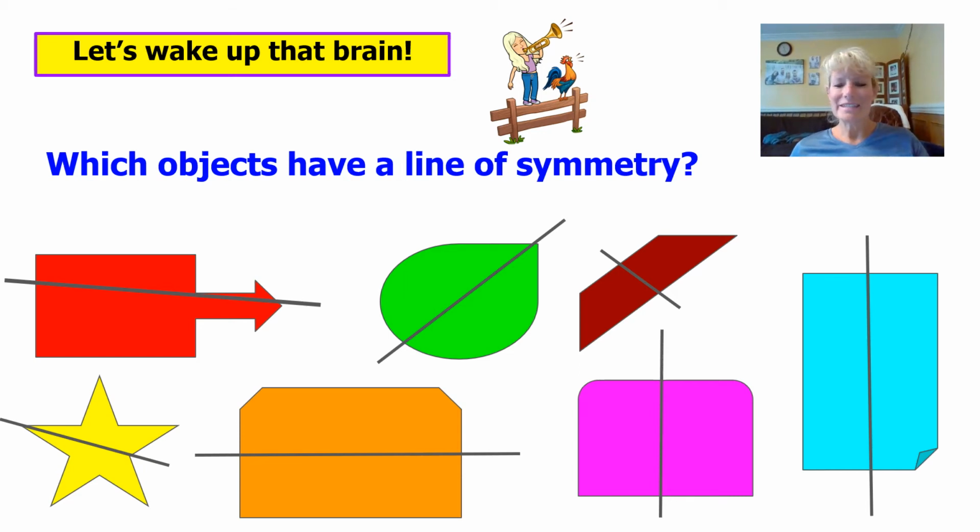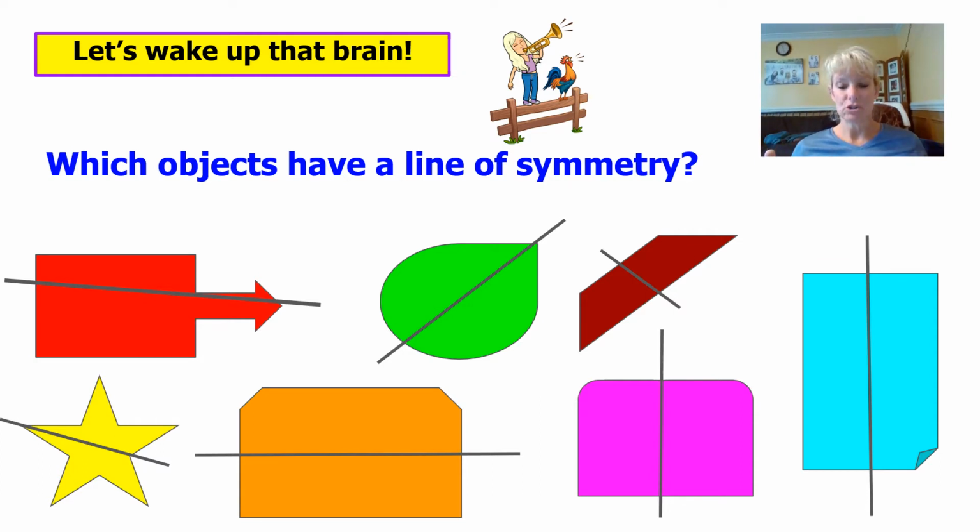Okay, guys, today we are ready for another lesson. Today it's going to be on area, but before we start with that, we're going to wake our brain up with a couple of brain exercises. So I would like for you to look, which objects have a line of symmetry? That's actually going back and helping us remember some things that we've learned before about symmetry.